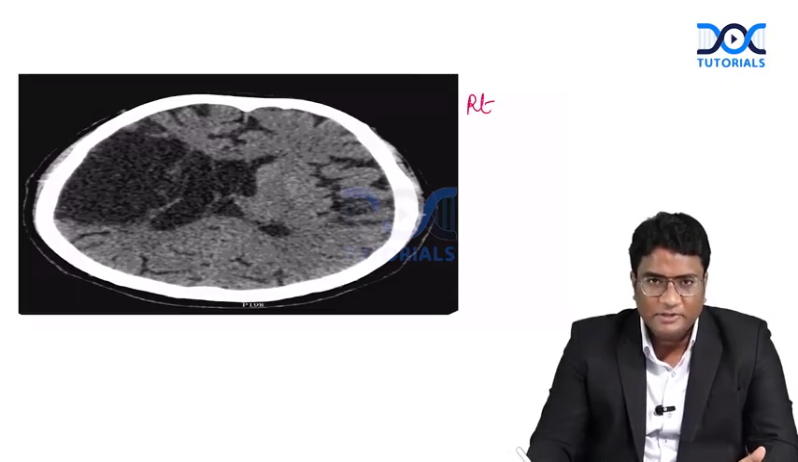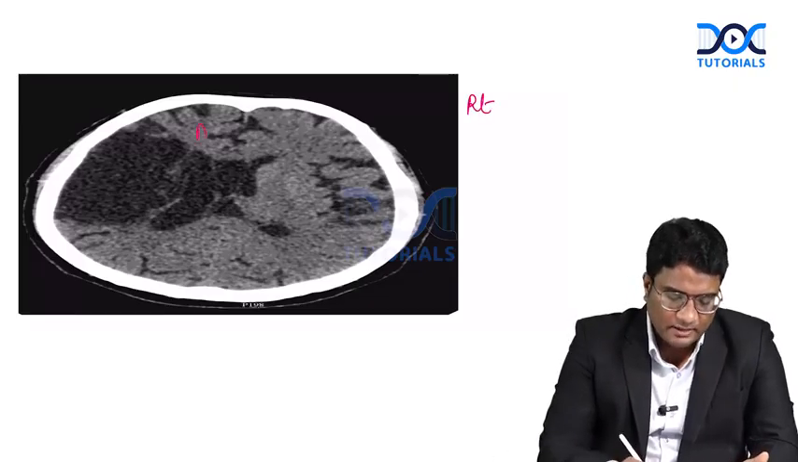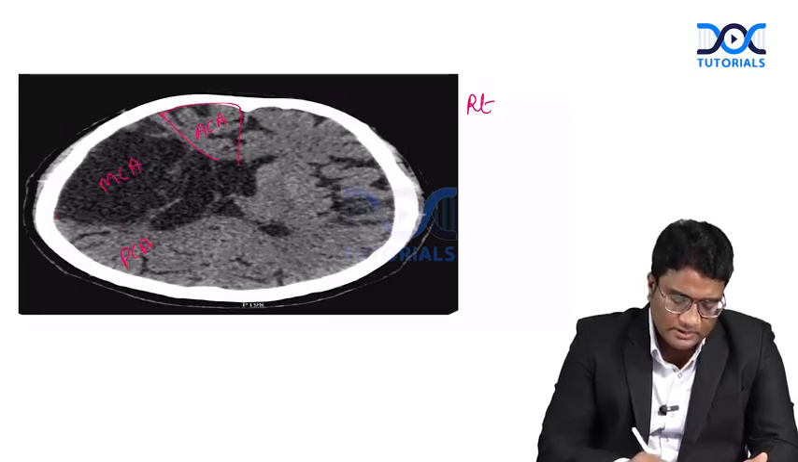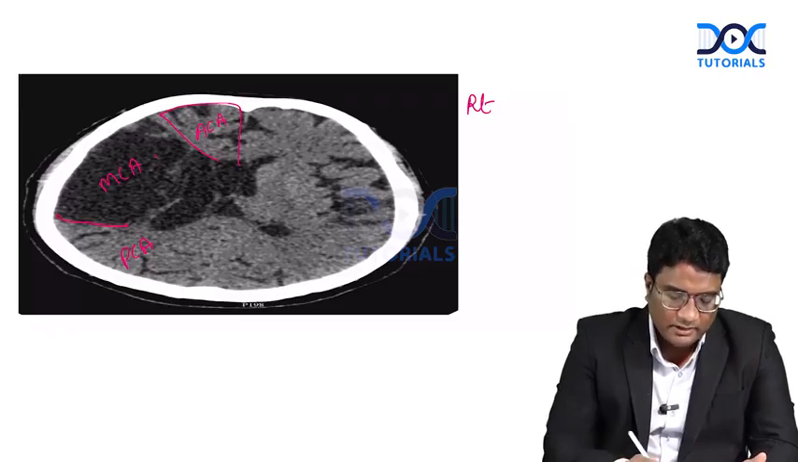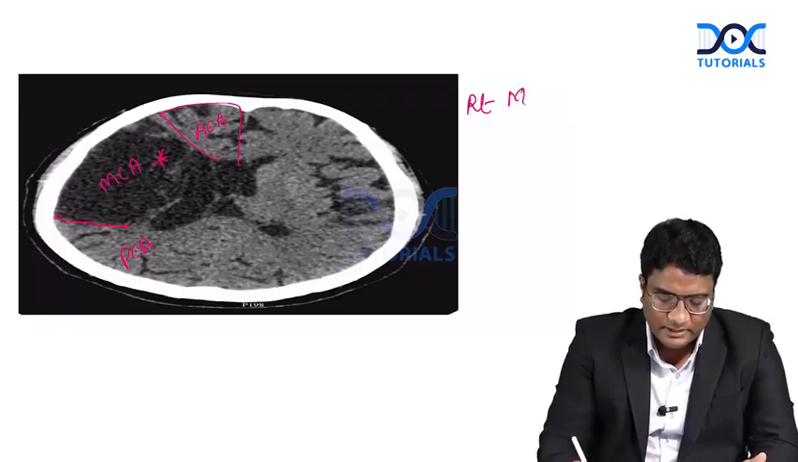And ACA, MCA or PCA? This is the ACA territory, the medial aspect of the brain. This is the MCA territory and this is the PCA territory. So this is a wedge-shaped area involving the right MCA territory. This is right MCA infarction.